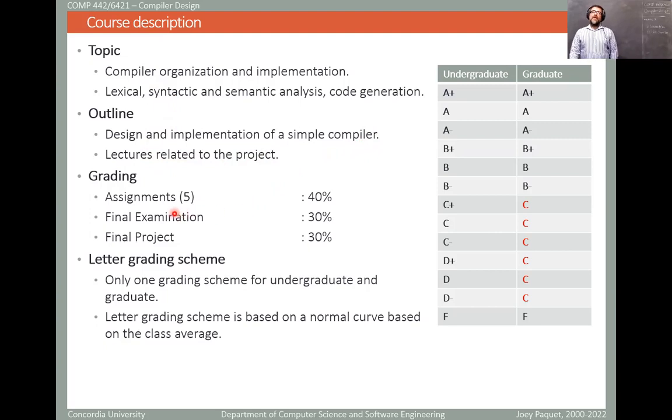For the grading, it's based mostly on the project, which is these first two grading elements here. The grading is based on the project, which is 5 assignments, and the final project presentation, as well as a final examination. Essentially, the project is divided in 5 parts. You have to incrementally develop each of these 5 parts, and then you deliver each of the 5 parts in time.